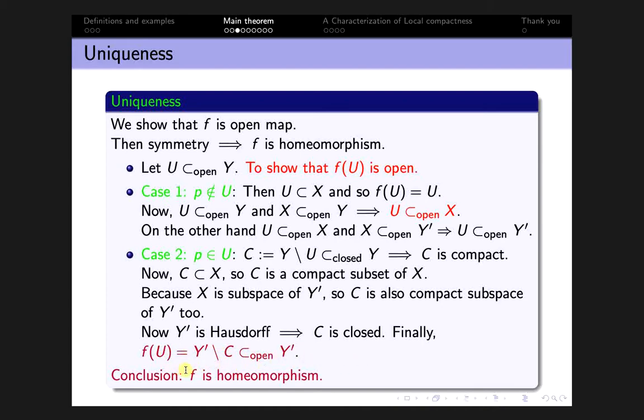So our conclusion is f is an open map, and by symmetry, f is a homeomorphism. So the uniqueness part is done.